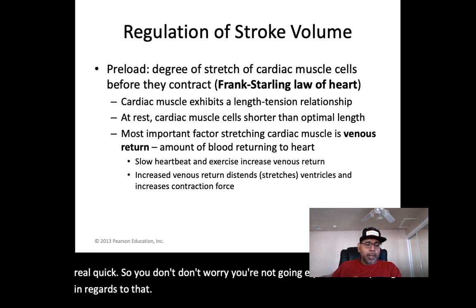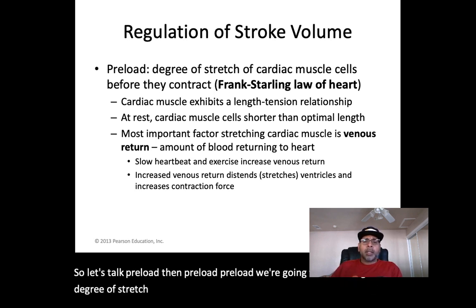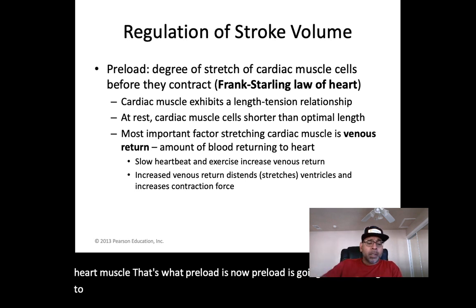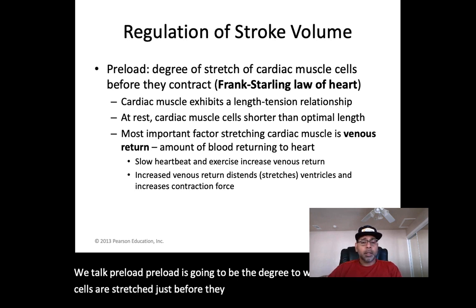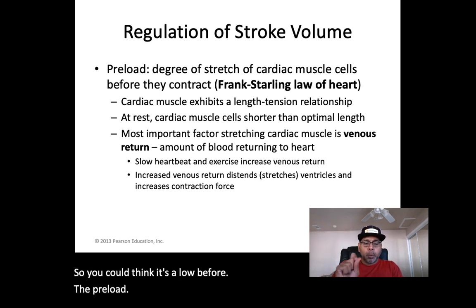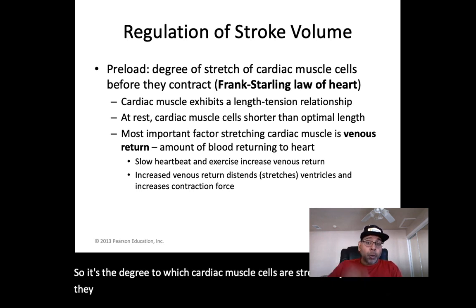So let's talk preload then. We're going to be looking at the degree of stretch of heart muscle. That's what preload is: the degree to which cardiac muscle cells are stretched just before they contract. So you can think of it as the load before the load, the preload. It controls stroke volume.